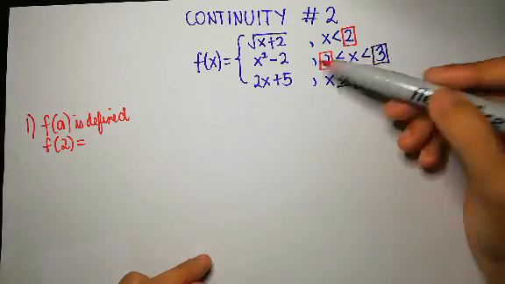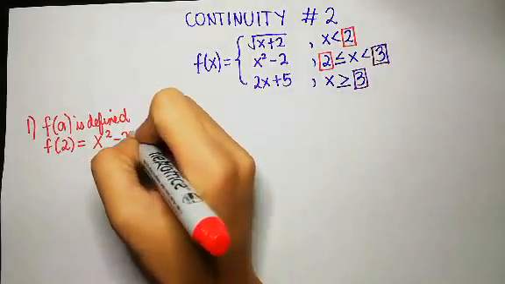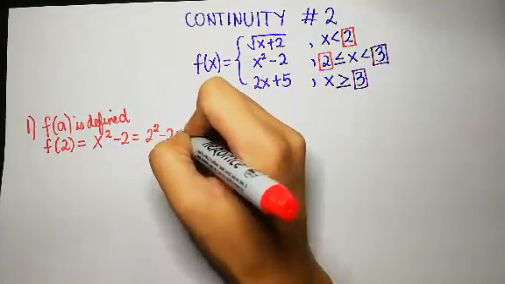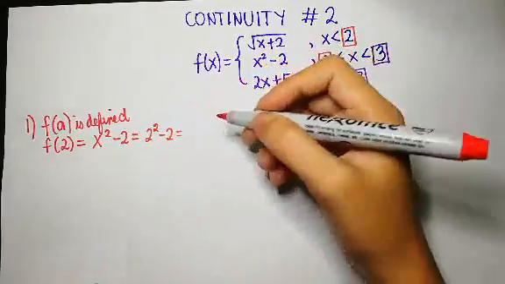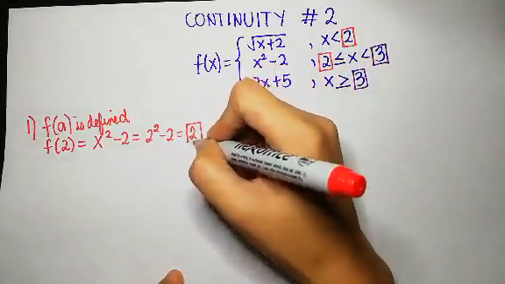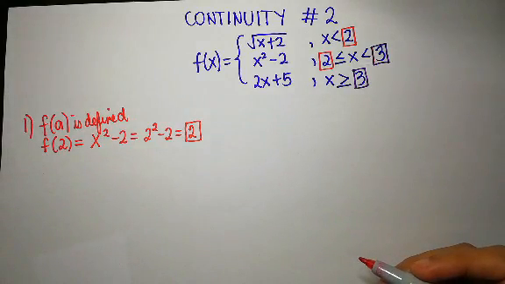Itong pangalawa, si x squared minus 2. Sulat na agad natin. X squared minus 2. Then, substitute na agad. 2 squared minus 2. 2 squared is 4, minus 2 is just 2. Defined ba siya? Yes, kasi hindi siya undefined or whatsoever. May certain value siya. So, f of a is defined. Pasok siya sa first criteria. Punta tayo sa second criteria.